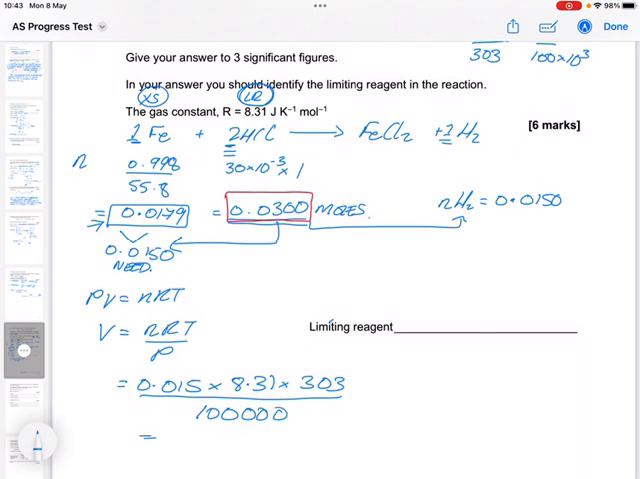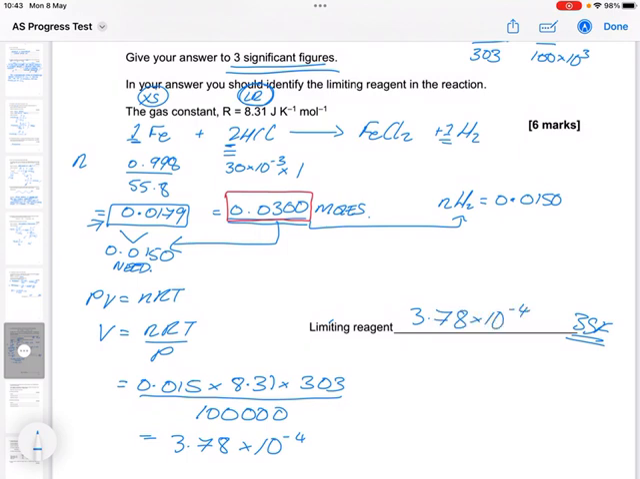Which gives me, I'll tell you one thing I have missed off, 3 significant figures. I should have done that before anything to give myself a little reminder down here. So to 3 significant figures in metres cubed is 3.78 times 10 to the minus 4.